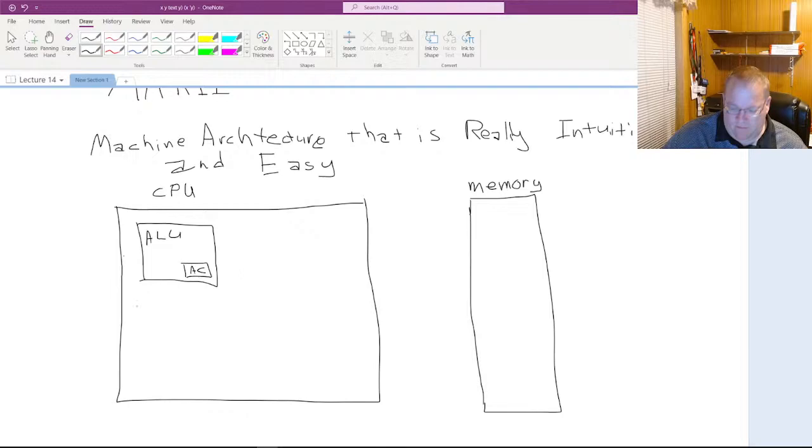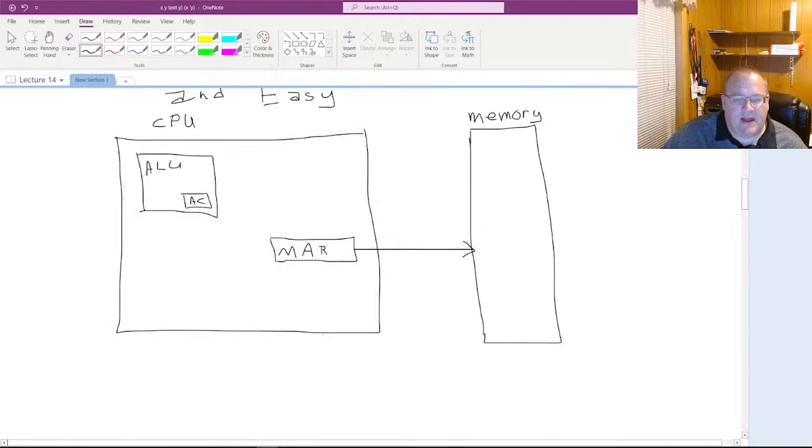And over here, I have an MAR. That's not connected to anything. Oh, yes, it is. It's connected to the main memory. And the MAR is a memory address register. So that's the address of the memory we're going to locate over here in the memory.